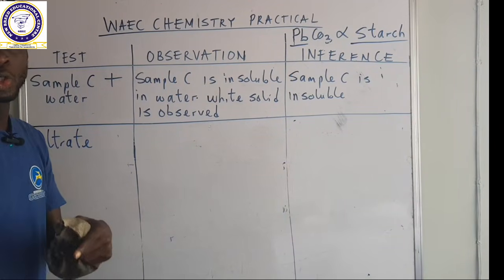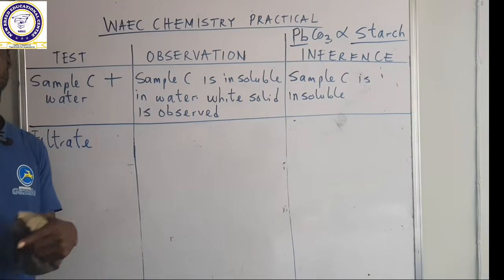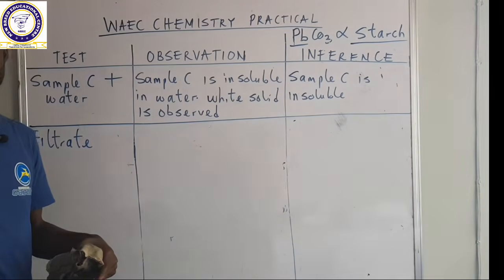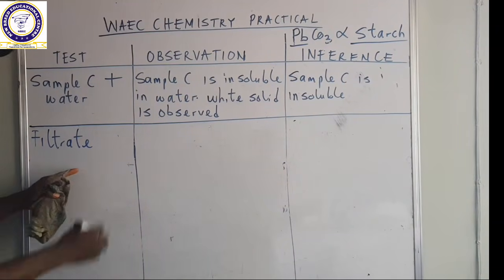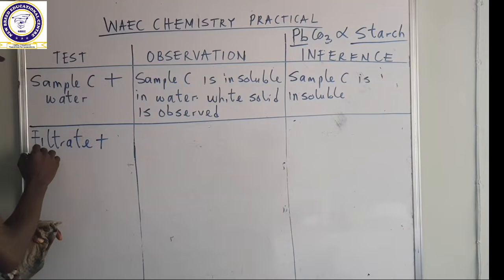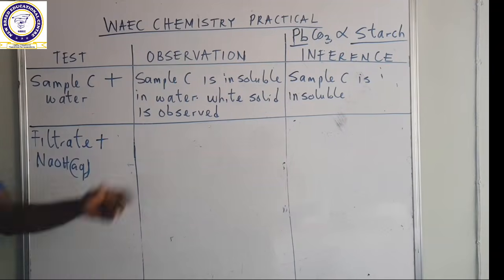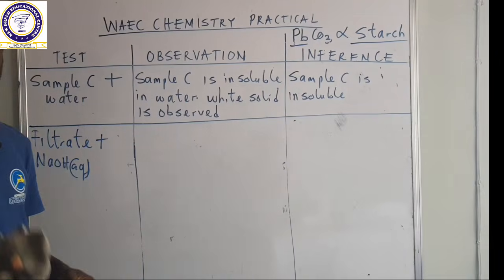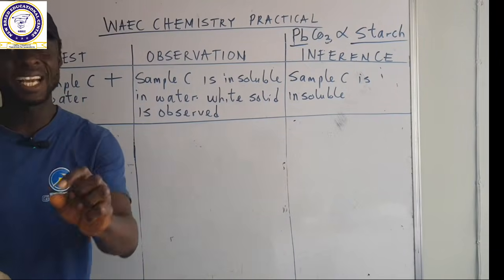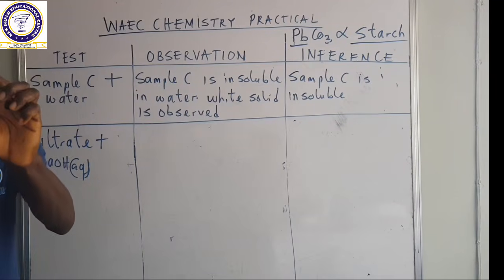Do you understand? It becomes soluble, then we filter it. Our lead component becomes the filtrate, and our starch becomes our residue. So to the filtrate, which is the component that has our lead inside, we add sodium hydroxide aqueous. Know that we test our cations using sodium hydroxide solution and ammonia solution.